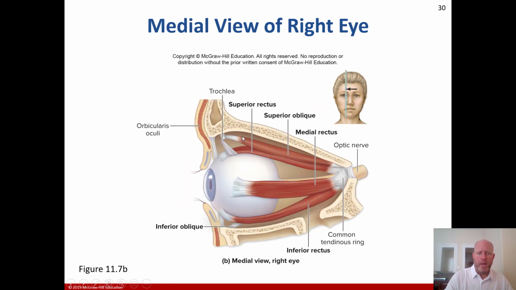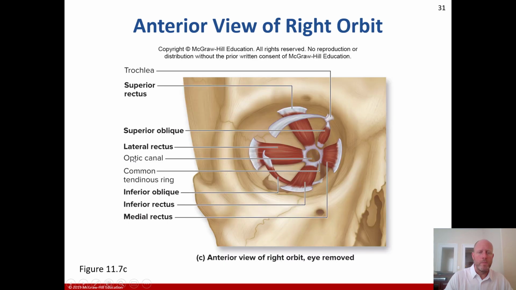And then the medial view of the right eye. So here we have our trochlea again, and our orbicularis oculi. We have the superior oblique, then we have the superior rectus, medial rectus, inferior rectus, the optic nerve with the common tendinous ring, the inferior oblique here, going to be wrapped on the other side there, and yes, that's just a medial view of the right eye.